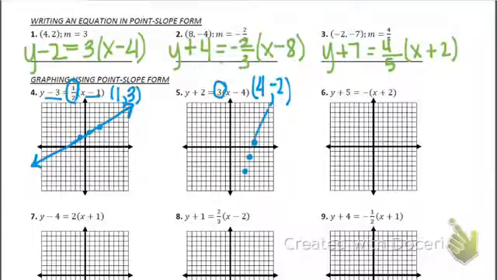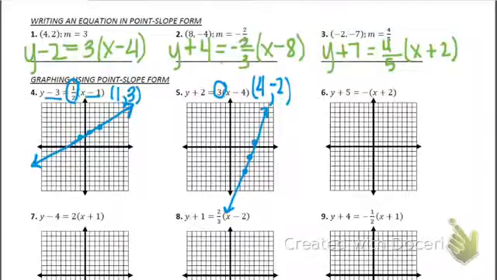And then, as always, extend your line and put your arrows. That was a little of a dramatic extension, but that's okay. Okay?